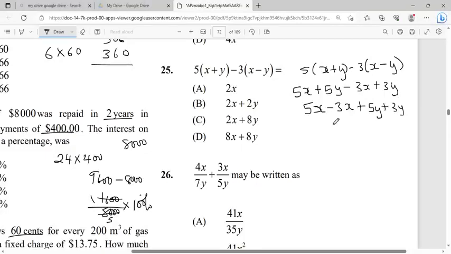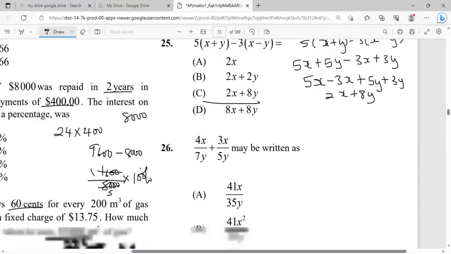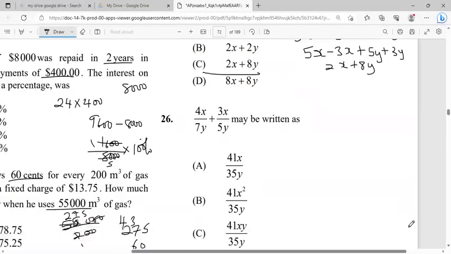So this is going to give us 2x. Group them, 5 and 3, 8. So that's 8y. And I'm actually working them down to the end. So that will be C. Number 26, it says 4x over 7y plus 3x over 5y. So we need to find our LCM. In this case, I'm gonna go with 7 times 5. Both of them have y, yeah. So that's 35y.